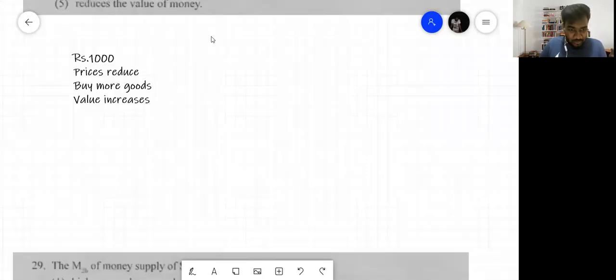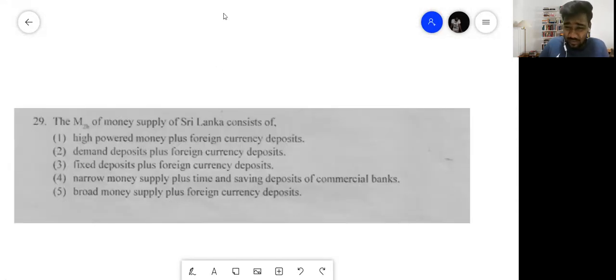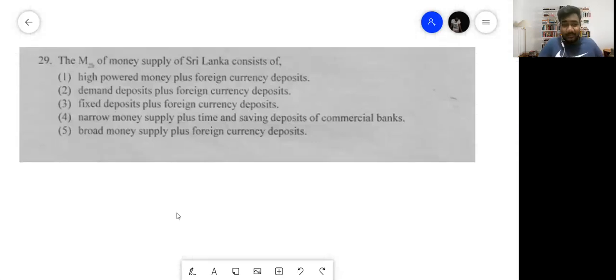Then we'll go into, see now, can you see 2014 how easy the questions are? Okay. M2B, money supply of Sri Lanka, consists of what? High-powered money plus foreign currency deposits, demand deposits plus foreign currency deposits, fixed deposits plus foreign currency deposits, narrow money supply plus time and savings deposits, broad money supply plus foreign currency deposits.